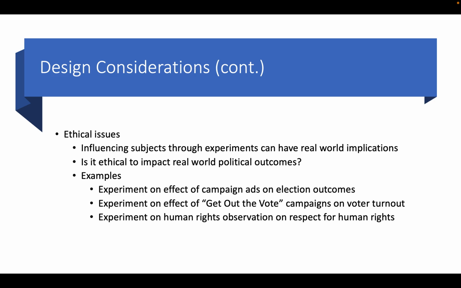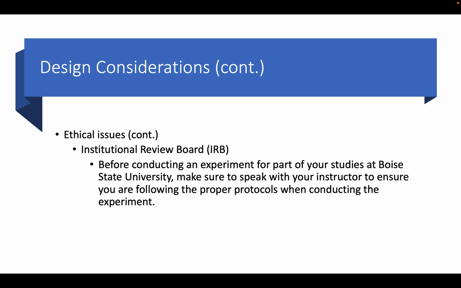We could do an experiment on human rights observation on respect for human rights. All of those things will have an impact on how subjects view the political world. And there are ethical considerations there, as you can see. Before conducting an experiment for part of your studies at Boise State, you'll need to make sure you speak to your instructor to ensure you're following the proper protocols when conducting the experiment. And you'll need to go through something called an institutional review board, whose main mission is that human subjects are done no harm, or as little harm as possible, by research. So you need IRB approval if you're going to be conducting research under the auspices of Boise State University.